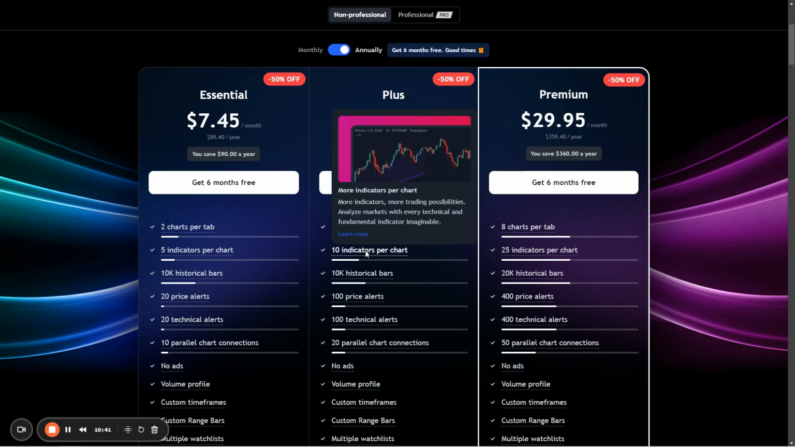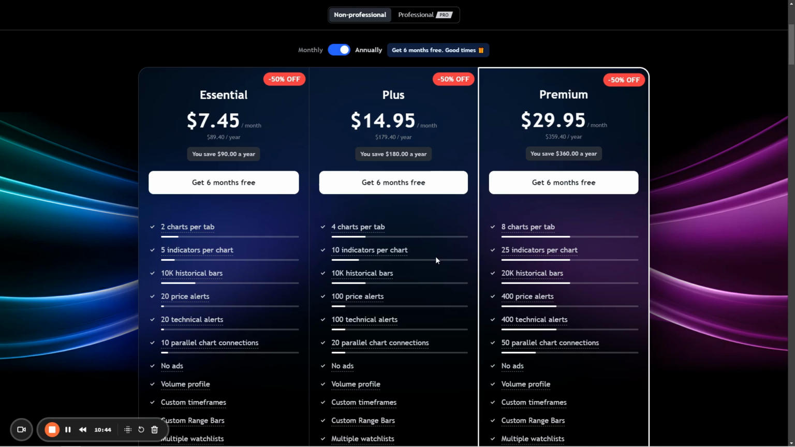And also indicators per chart can help. Just means that you can actually keep more on your charts. You don't have to have them all activated, but you can just keep them all on your charts rather than consistently have to cycle like you do here.